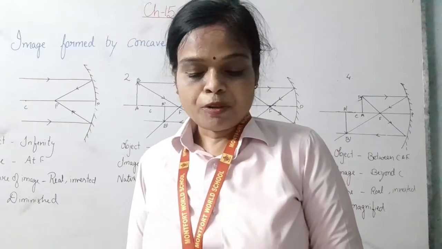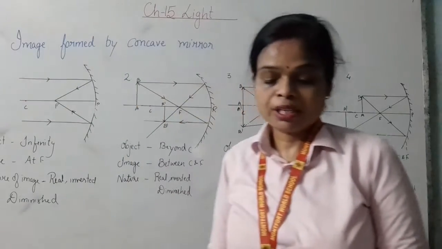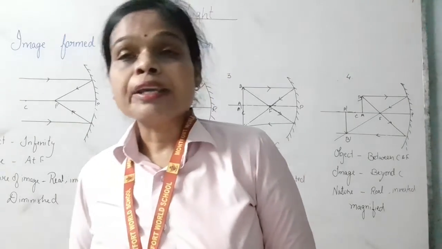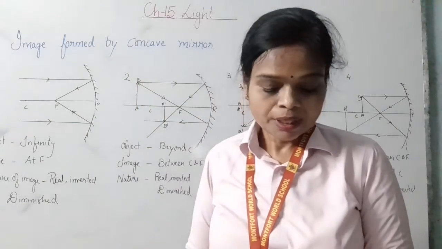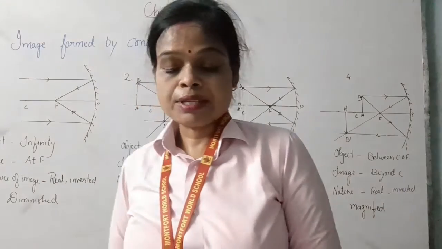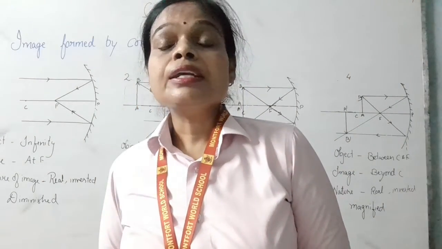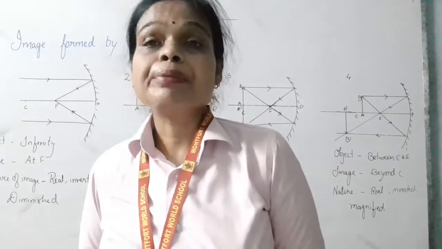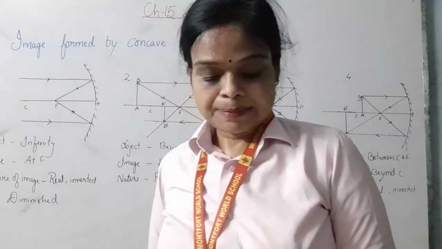Next, which type of lens forms always a virtual image? Virtual image is always formed by the concave lens. Name the lens which produces a real image. The real image is produced by the convex lens. So real images are produced by the convex lens.